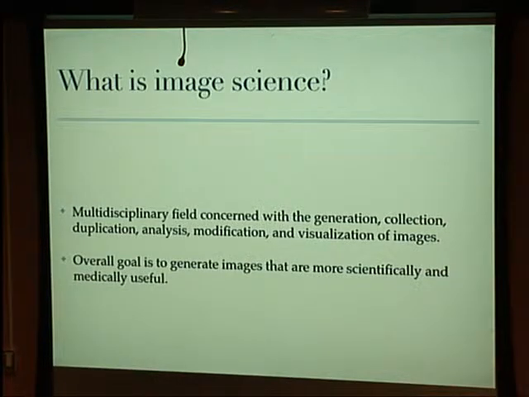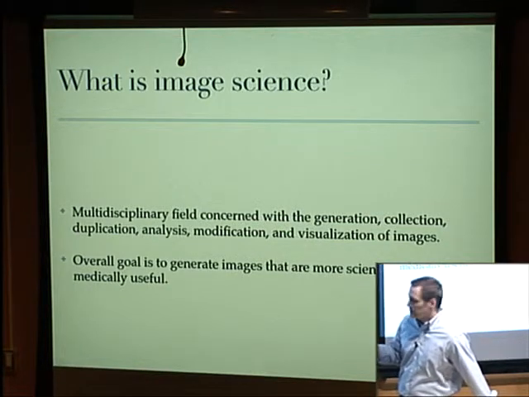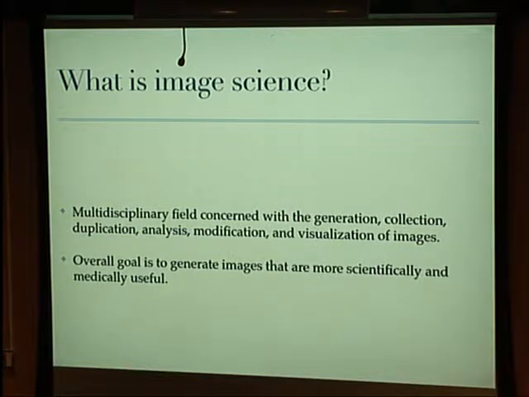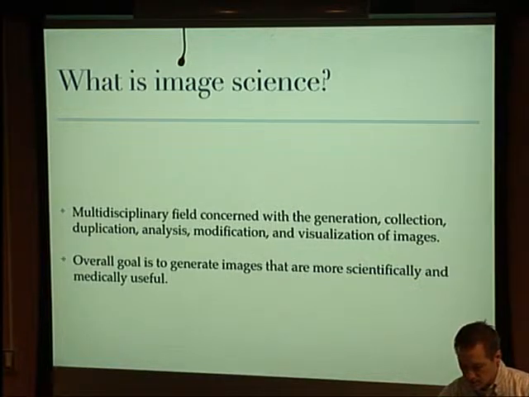Image science is a multidisciplinary field. It's concerned with the generation, collection, duplication, analysis, modification, and visualization of images. I know this is true because Wikipedia says it's true. But basically, the overall goal is to generate images that are more scientifically and/or medically useful. So our goal is to generate images that are more useful for the task for which they're generated.